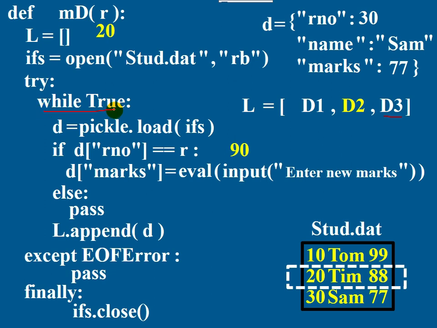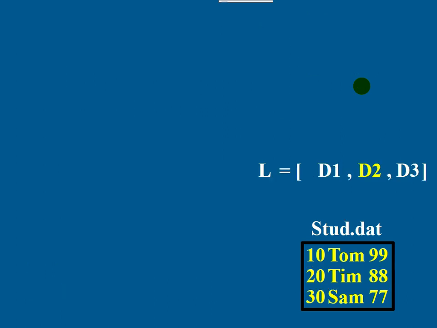Because of infinite while loop, the statement executes, but now end of the file is reached. Load function throws end of the file error. It is caught here. And on reaching end of the file, there isn't anything to be done. Finally, you close the file. This is removed from memory. So now the list L contains D1, D2, D3, and D2 contains the modified total marks.